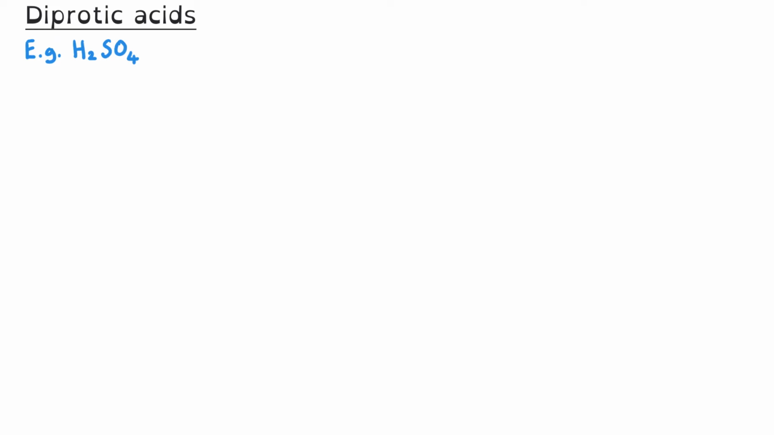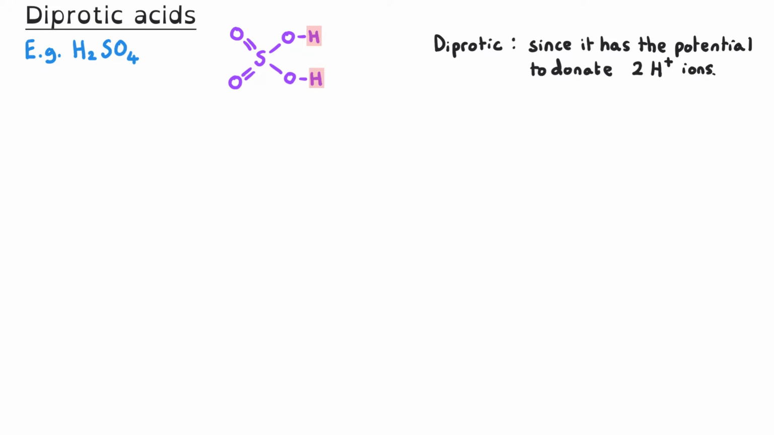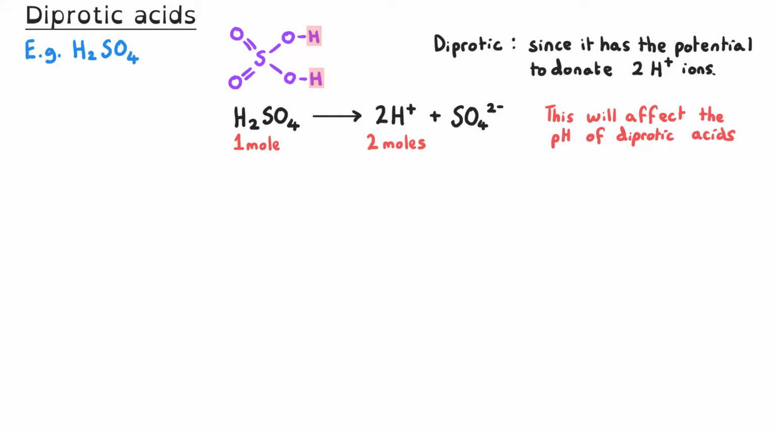Sometimes acids might contain more than one hydrogen ion that they can donate. A good example of this is sulfuric acid, and we say that this acid is diprotic to represent the fact that there are 2 protons that it can donate. And so you can see from the dissociation equation that for every 1 mole of sulfuric acid we have, we can get 2 moles of hydrogen ions from that. And we need to keep this in mind if we're calculating the pH of this acid.